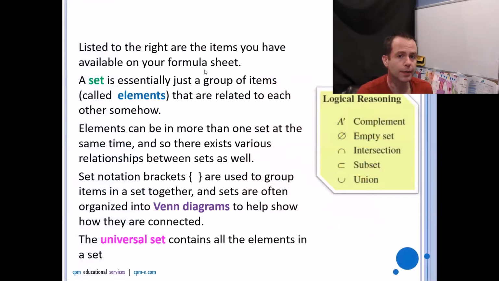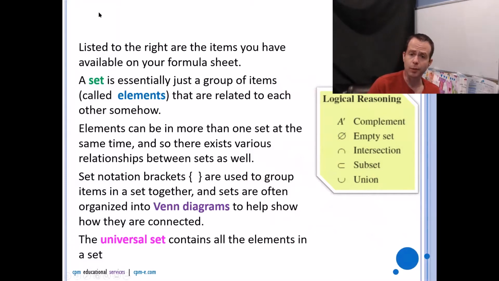Okay, so with that thought, that little yellow-ish picture that you see there is the logical reasoning stuff, the set theory stuff that's available to you on your formula sheet, okay? So listed to the right are the items you have available on your formula sheet. A set is essentially just a group of items, and each one of those items is called an element, okay? And then the elements are related to each other somehow.